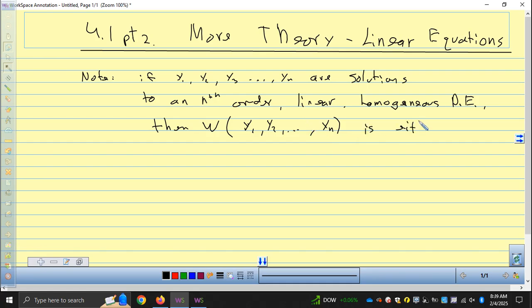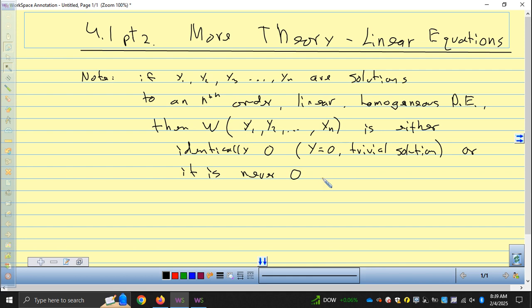is either identically 0, that means 0 no matter what x is. That's what identically 0 means. And this would be for the trivial solution. Or it is never 0 on the interval of solution.